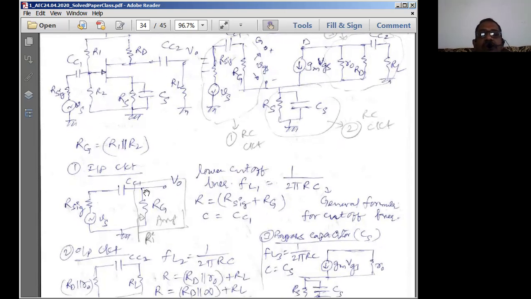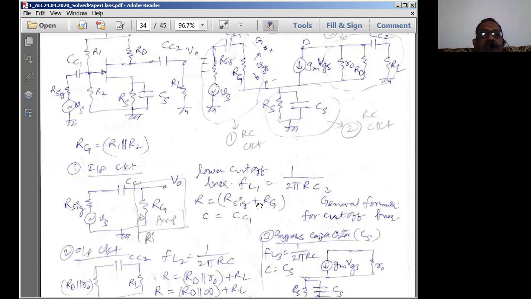Then the general formula for the lower cutoff frequency FL is equal to 1 by 2 pi RC. This you have to remember always. So the lower cutoff frequency of a filter is normally equal to 1 by 2 pi RC. So here we are considering the lower cutoff frequency of an amplifier, even though we use the same formula for the filter circuit.